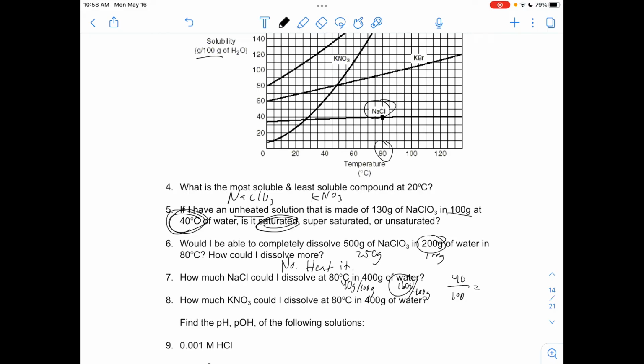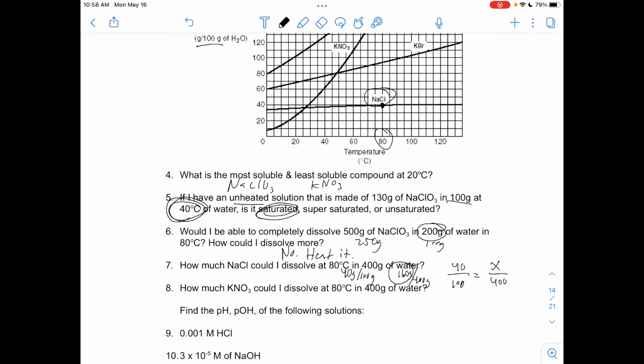If you want to do the ratio thing, you can do that. That sometimes helps me. Make sure the water's on the bottom, 100 and 400, and then grams are on top. We're solving for x, you just cross multiply, solve for x.